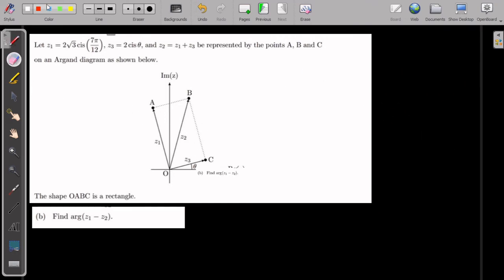So this is z1 and I want to add the opposite of z2, minus z2. So what should I do? Easily, this is z2, so I will, let me make it exactly the same. This is z2. So basically I will move my z2 at the end of A with opposite direction.